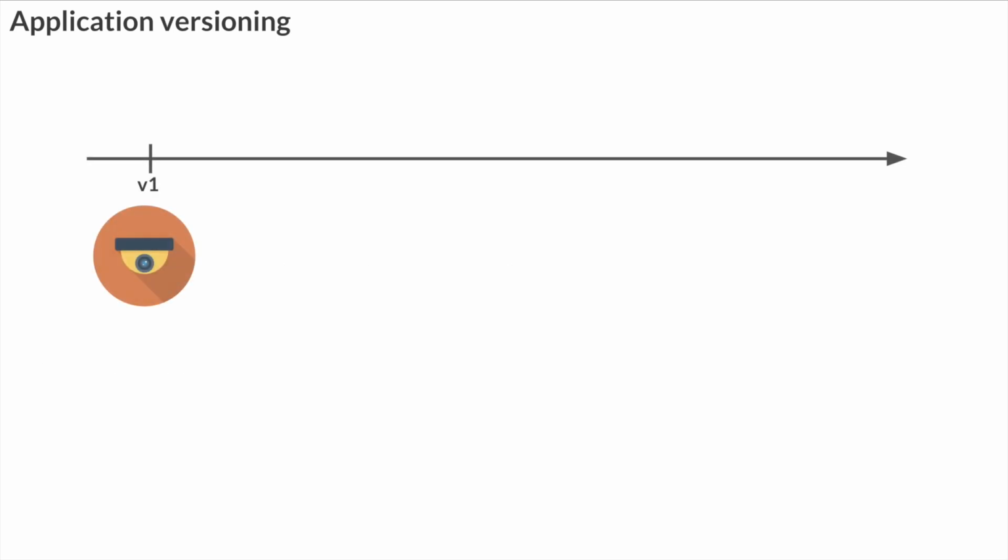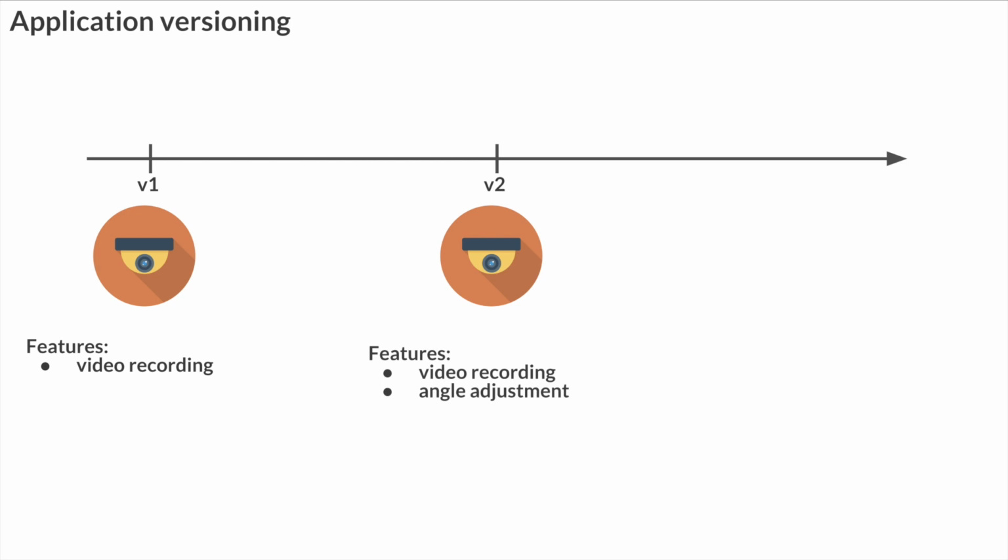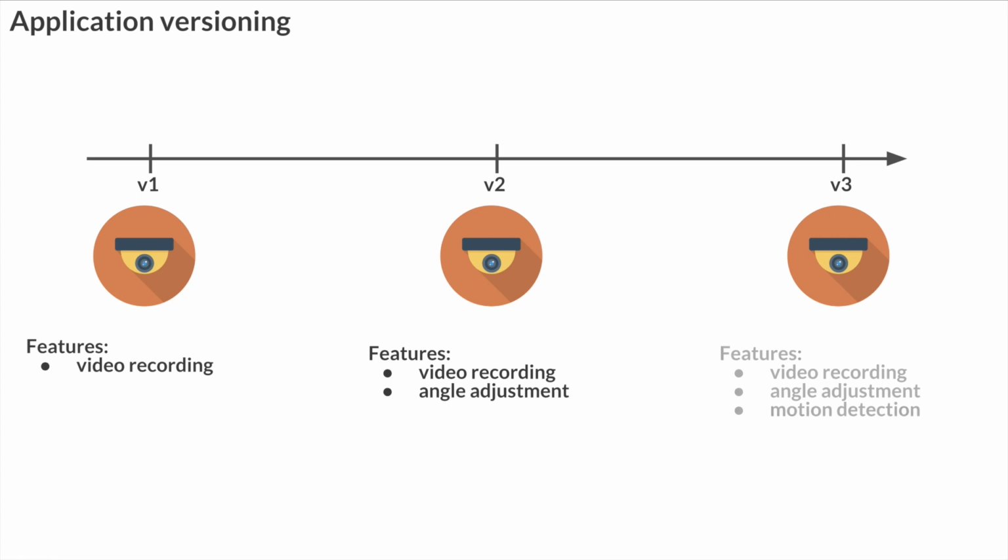Let's talk about application versioning. Suppose you are working on a security cameras solution. You produce the very first version of the security cameras with the video recording feature only. The solution is popular, and after some time you decide to produce the second version of cameras by adding a new feature, which is angle adjustment. And finally, you produce the third version of cameras that introduces the motion detection feature.